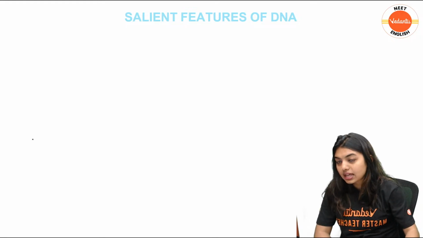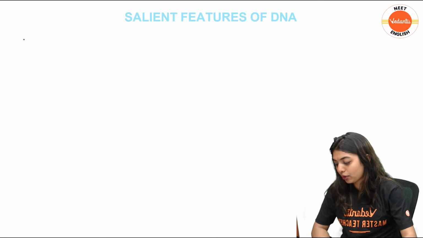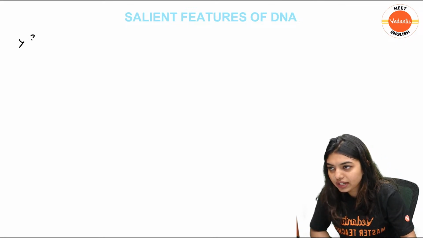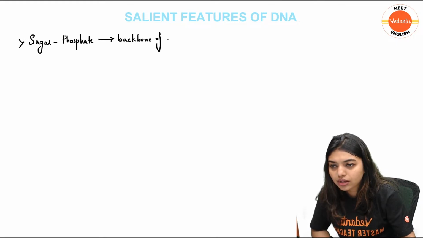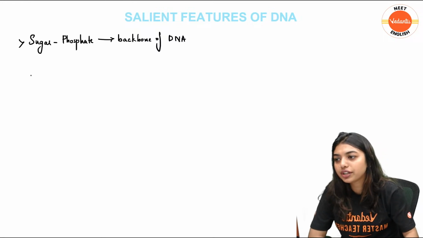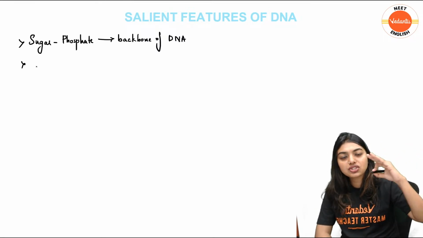So, what are the salient features of DNA? That is very important. The first salient feature of DNA is that sugar and phosphate form the backbone of DNA. This we already know. And then the strands of the DNA.